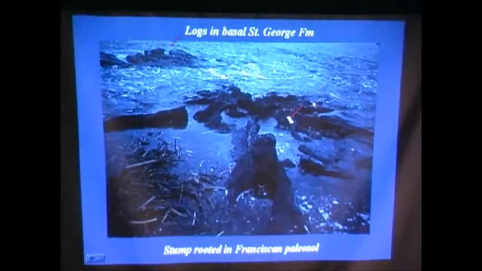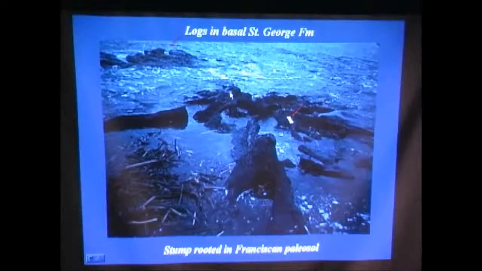And here's a rooted stump, which is normally underwater. This is at extreme low tide, the low tides you get in the summer solstice. There's a 6-inch scale, and this stump is rooted into the Franciscan, and it's buried by a fossiliferous St. George, which contains a lot of large logs, some of which are maybe 10 meters long, and they're all pointed the same direction. So that was a fascinating find.